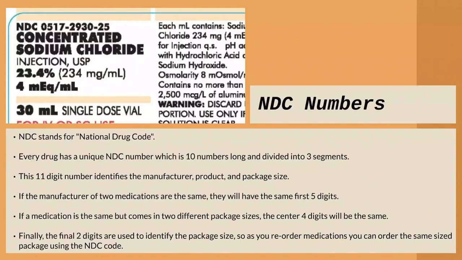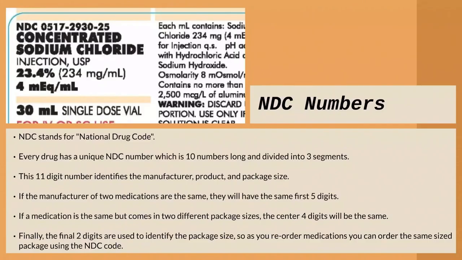NDC stands for National Drug Code, and every drug has a unique NDC number. They're 10 numbers long and divided into 3 segments. So this 11-digit number identifies the manufacturer, product, and package size. If the manufacturer of 2 medications are the same, they will have the same first 5 digits. If a medication is the same but comes in 2 different package sizes, the center 4 digits will be the same. Finally, the final 2 digits are used to identify the package size.